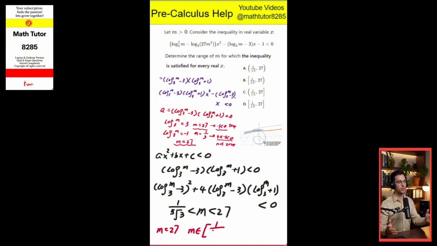After that, next step, combine the general solution with the special case. From step 3, m must lie strictly between 1 divided by the 5th root of 3 and 27. From step 2, m equals 27 is also acceptable, but m equals 1/3 is not. Therefore, combining everything, the complete set of all valid values of m is the interval starting at 1 divided by the 5th root of 3, including this endpoint, and extending up to 27, but not including 27. This matches option B. Final answer is option B.